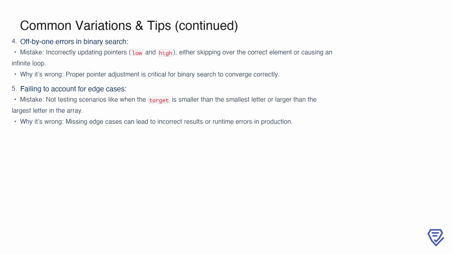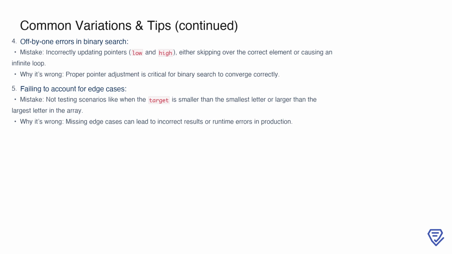Building on this, another frequent issue arises from off-by-one errors in binary search. Mistakes in adjusting the low and high pointers can cause you to skip over the correct element or even create an infinite loop. Proper pointer updates are essential to ensure binary search converges correctly.